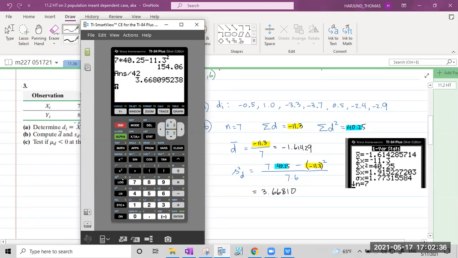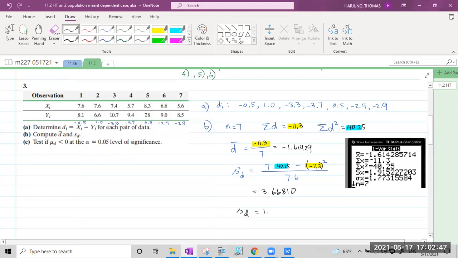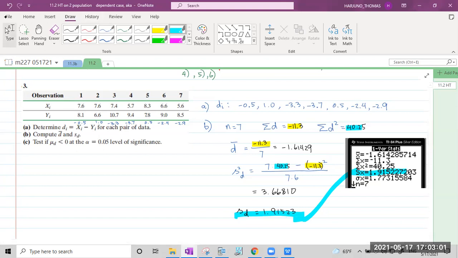Now apply the square root here. That's 1.91523, which is the same number as this. Okay, so this way you show me the computation that I want to see. You give me what I want to see, but at the same time, you use your calculator to help you computing it. Okay, now that's for part B.